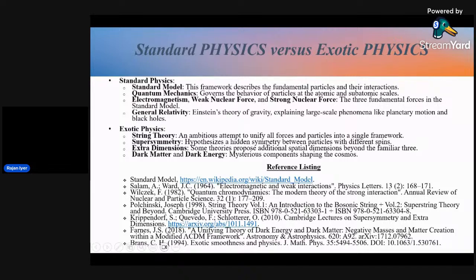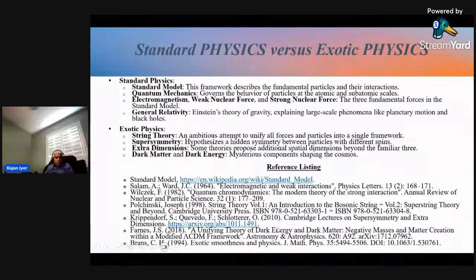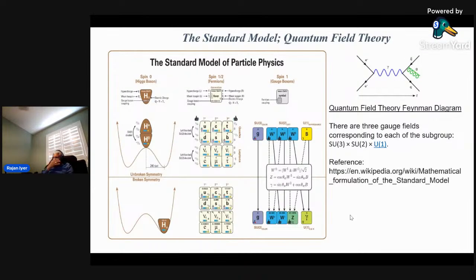Then we'll say quantum chromodynamics, one of the fundamental topics. Then the introduction to bosonic string and superstring, going beyond, like photons or bosons, for example. Then we have supersymmetry and extra dimensions, again for Cambridge. A unique theory of dark energy, dark matter, negative masses. It even proposes negative masses to explain matter creation. So new things are branching out, like information, exotic smoothness and physics, things like that. All these are upcoming aspects. Now we look a little bit at the standard model, which, like I mentioned, is like a periodic table of particles, in a simple sense.